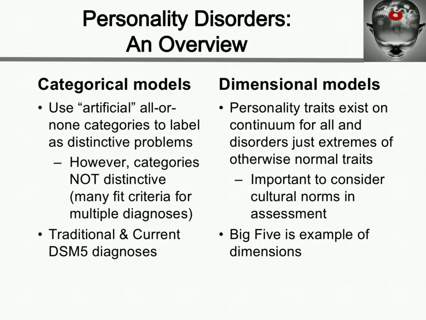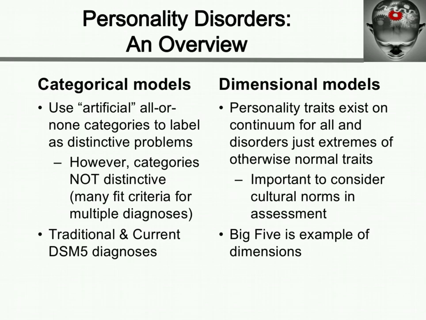The dimensional model takes a little bit of a different approach. What they say is that personality traits exist on a continuum. And this is true for all the different disorders that we have. You can think about an anxiety disorder, where there are kind of normal levels of anxiety and extreme levels of anxiety. Or a mood disorder, where there are kind of normal bad days and periods of sadness, and then abnormal, pathological, dysfunctional days of depression. So they look at this same model when they look at personality.